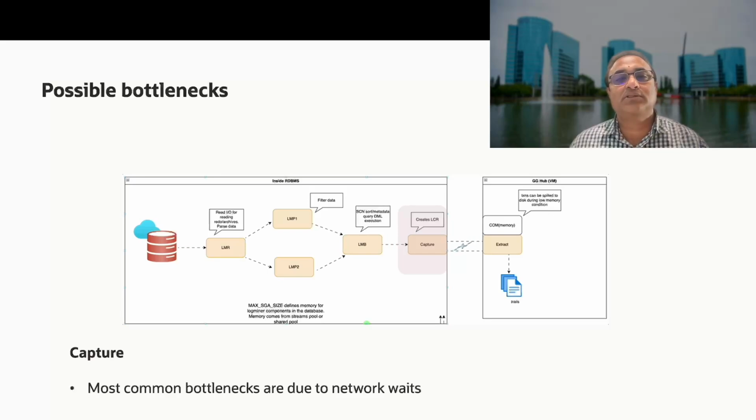SDU size is session data unit. You can increase it from the default 8K. From RDBMS 12c Release 2, I think you can increase it all the way up to 2 meg, right? If you make your packet size bigger, then even though you have a higher latency, you'll be able to use that bandwidth much more efficiently. The number of round trips will reduce, because you now have bigger packets between the capture and the extract, and you'll be able to mitigate the network wait to a large extent.